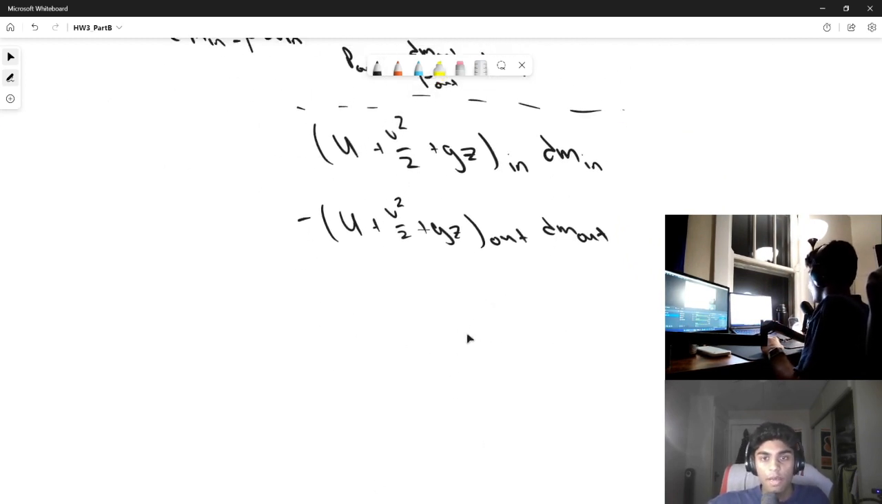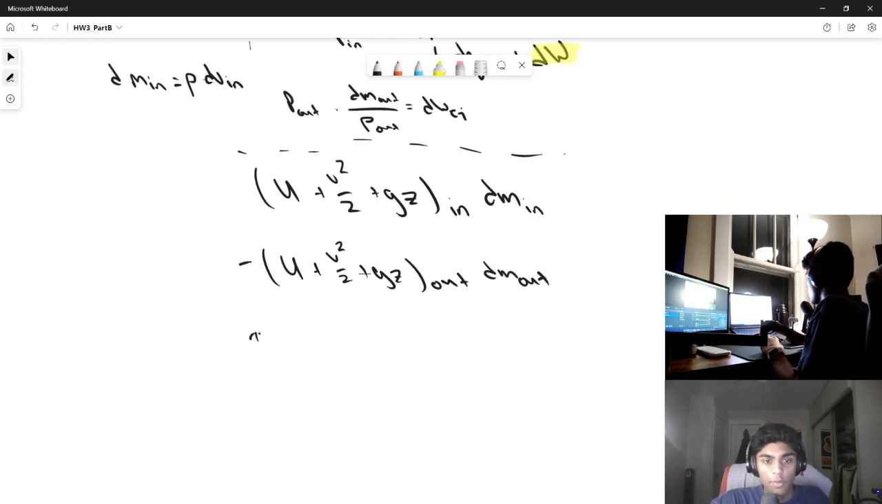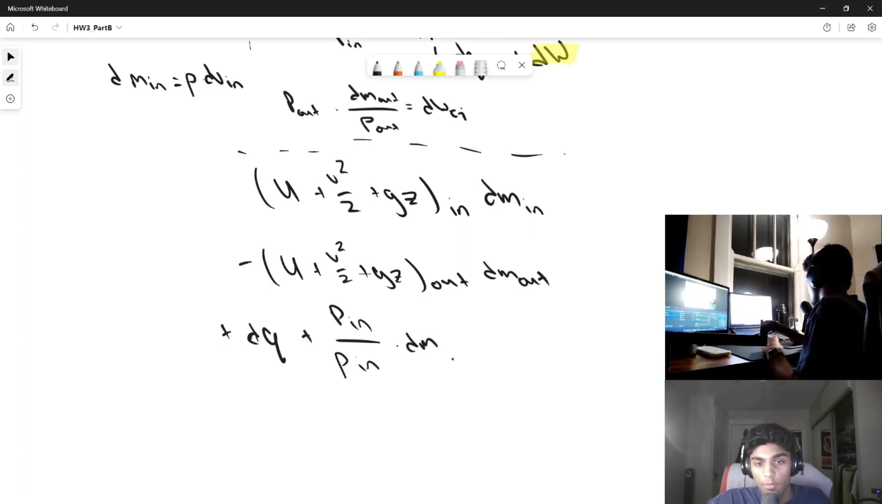So we still have our differential amount of heat, dQ. And now we're going to add our injection work, which I'm going to write a bit differently. I'm going to rewrite it as the pressure in over the density in. Don't get confused between those two. This is rho, this is pressure, times the differential amount of mass in, minus the pressure at the outlet over the density at the outlet times the differential amount of mass at the outlet.